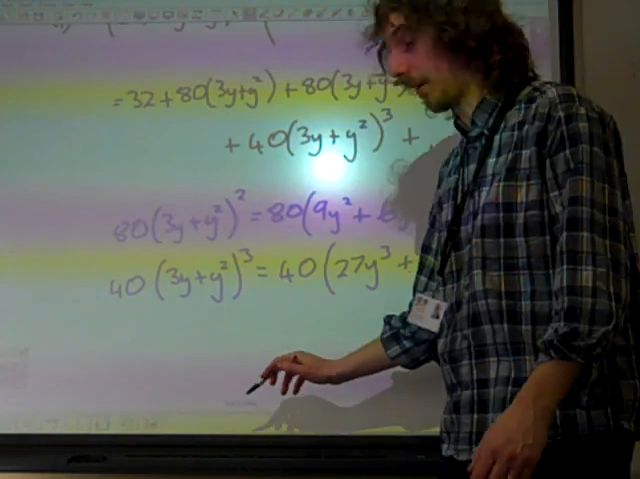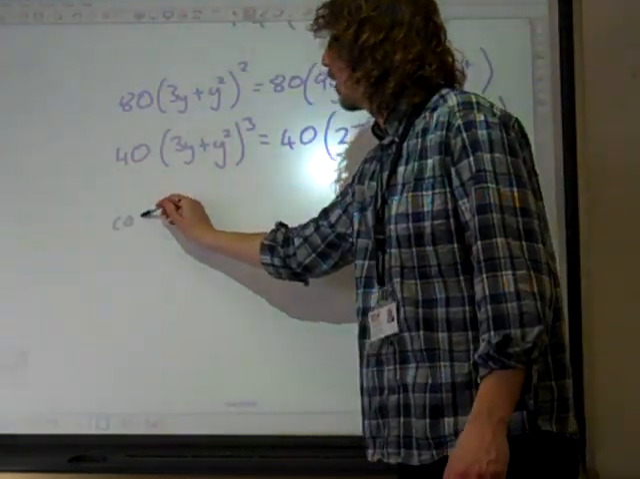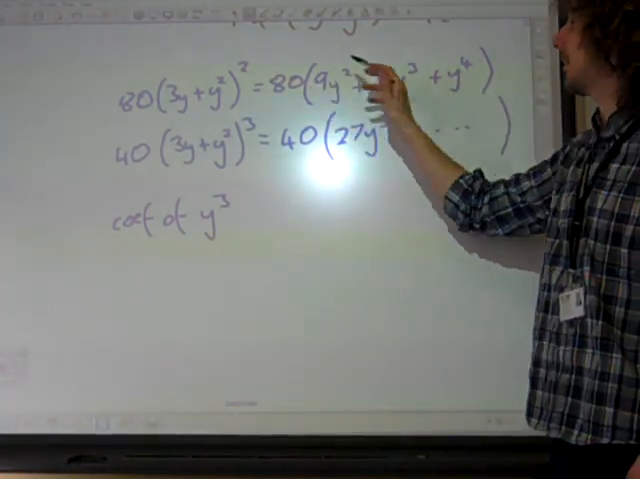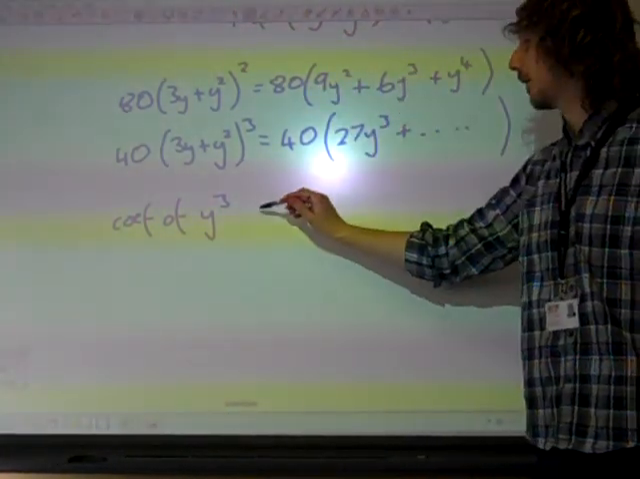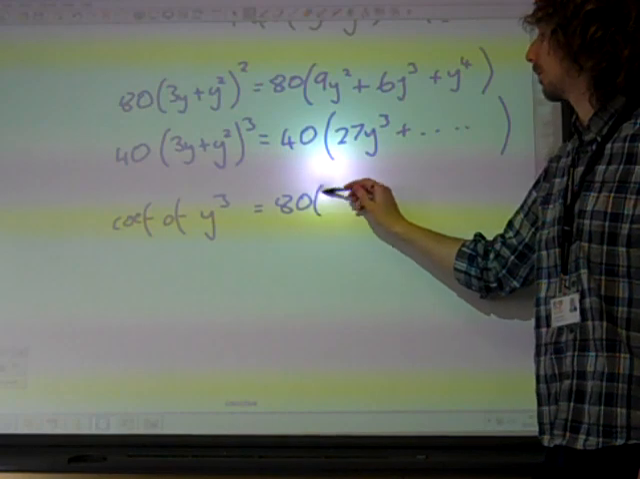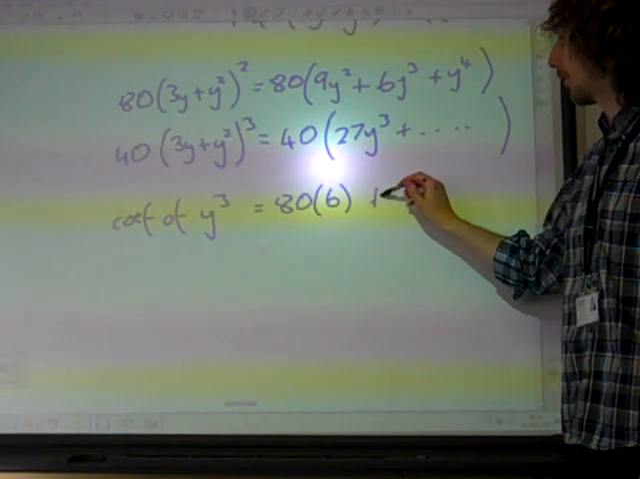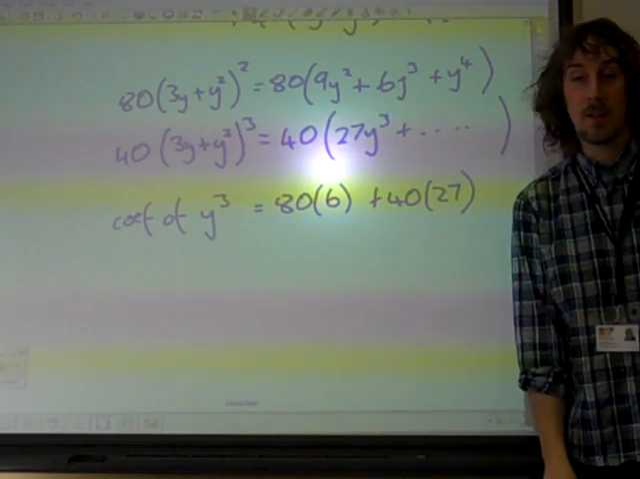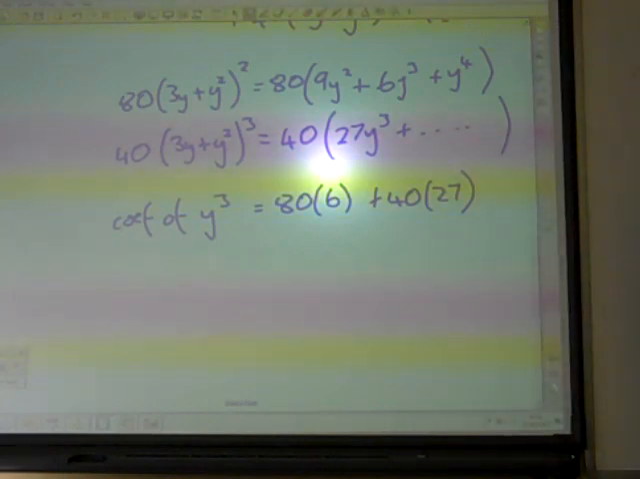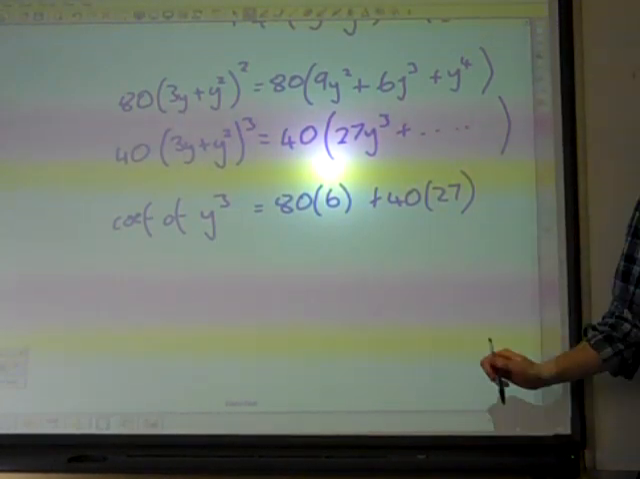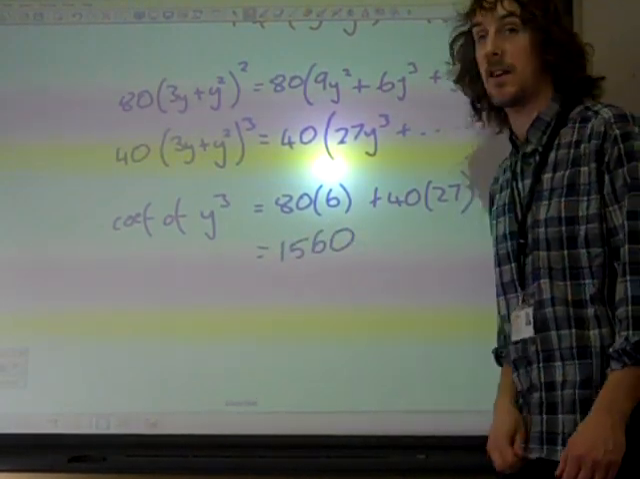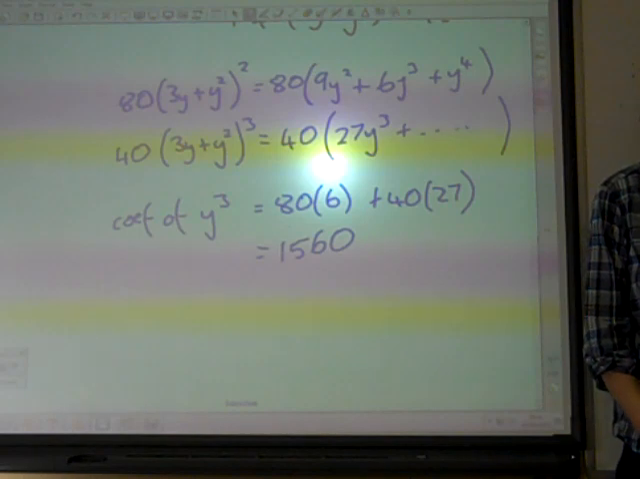So my coefficient of y cubed is going to be 80 times the 6 of them from there, plus 40 times the 27 of them from there. They are the only ways that I could make a y cubed out of that expansion, and that gives me a total of 1560. That's my answer.